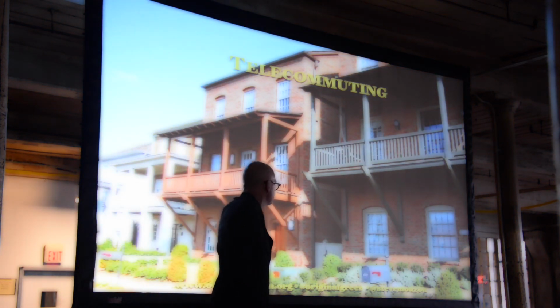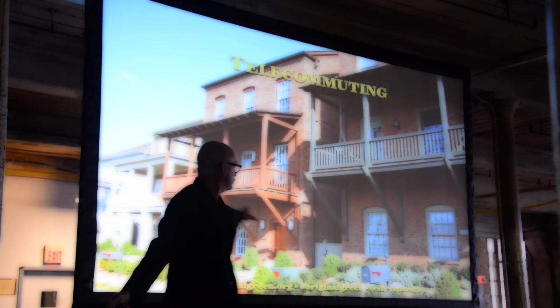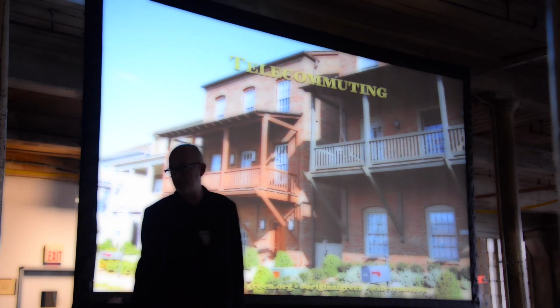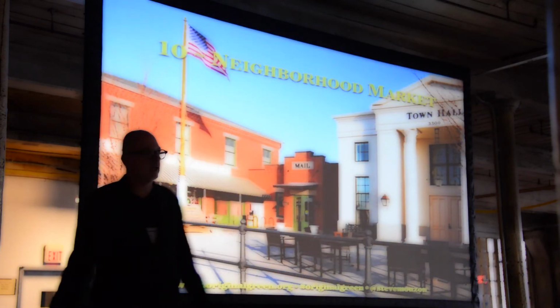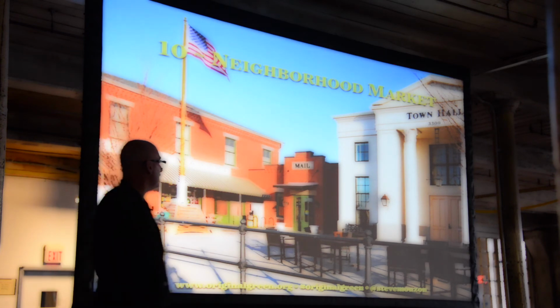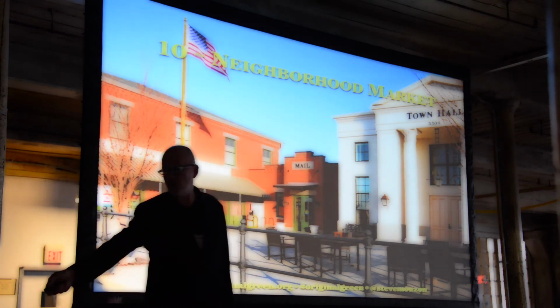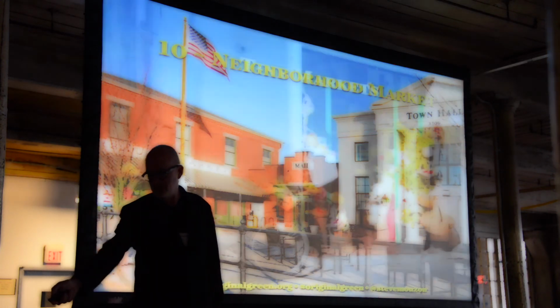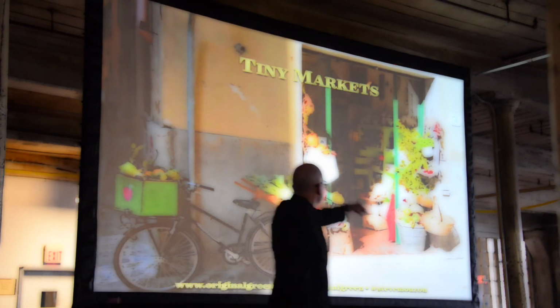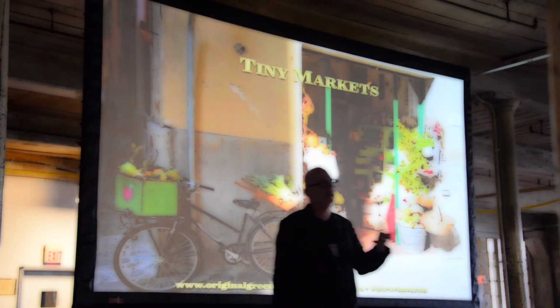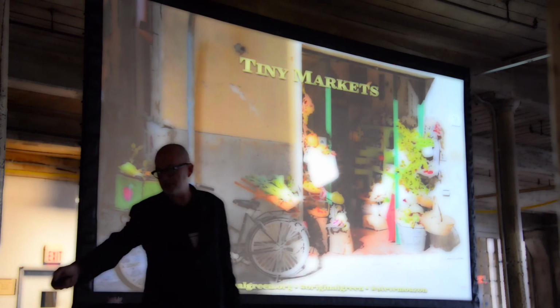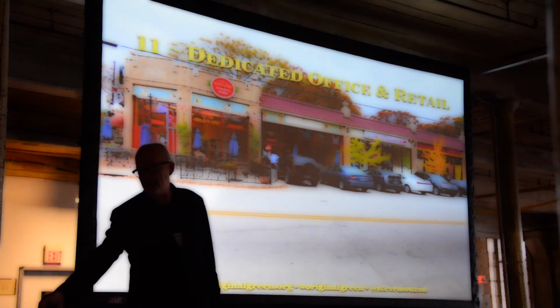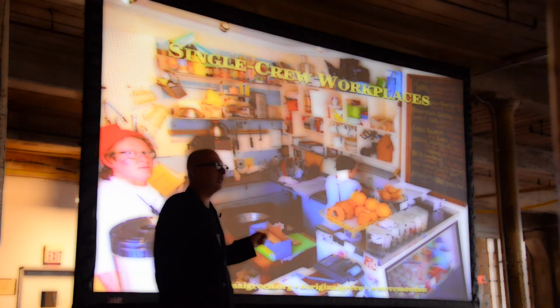Nobody ever goes in, there are no customers that come in, they just work on the first level and live above. And then at this point, you need to be talking about neighborhood markets, and those can be very small. If you have enough walk appeal and enough customers, then you can actually have tiny little markets like what they have in Europe that have just the basic commodities, and that's it. At this point in time, you're ready to talk about dedicated office and retail. This should begin with a single crew workplace.